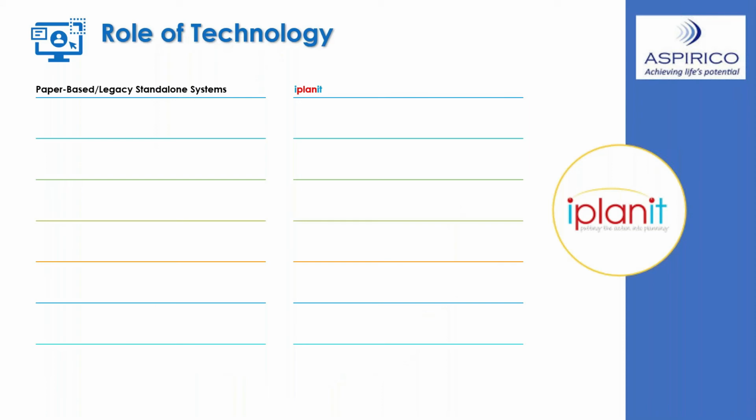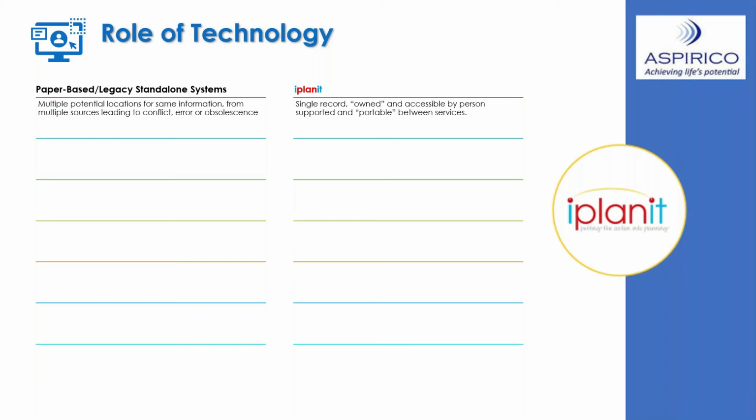So I'm just going to go through this little part very briefly, but we're looking at the benefits of technology, particularly iPlanet, obviously, because this is the product that Aspiraco produced, against some paper-based legacy standalone systems. So iPlanet, as a cloud-based system, is, well, first of all, it was built around the individual. It's got a very unique architecture in that the person was at the heart of how the system was built.